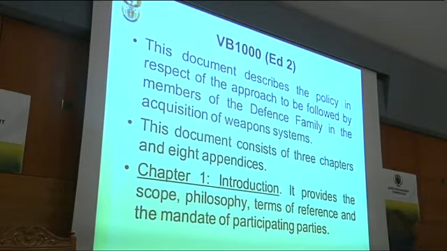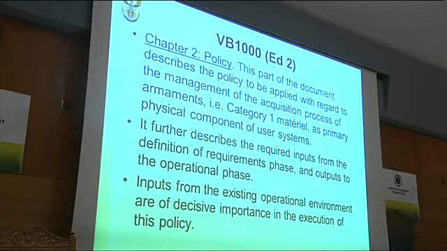The VB 1000 describes the policy in respect of the approach to be followed by members of the defense family in the acquisition of weapon systems. This document consists of 3 chapters and 8 appendices. I'm going to focus on the 3 chapters. Chapter 1 is an introduction and basically provides the scope, the philosophy, some of which we've already heard, terms of reference, and the mandate of the participating parties.